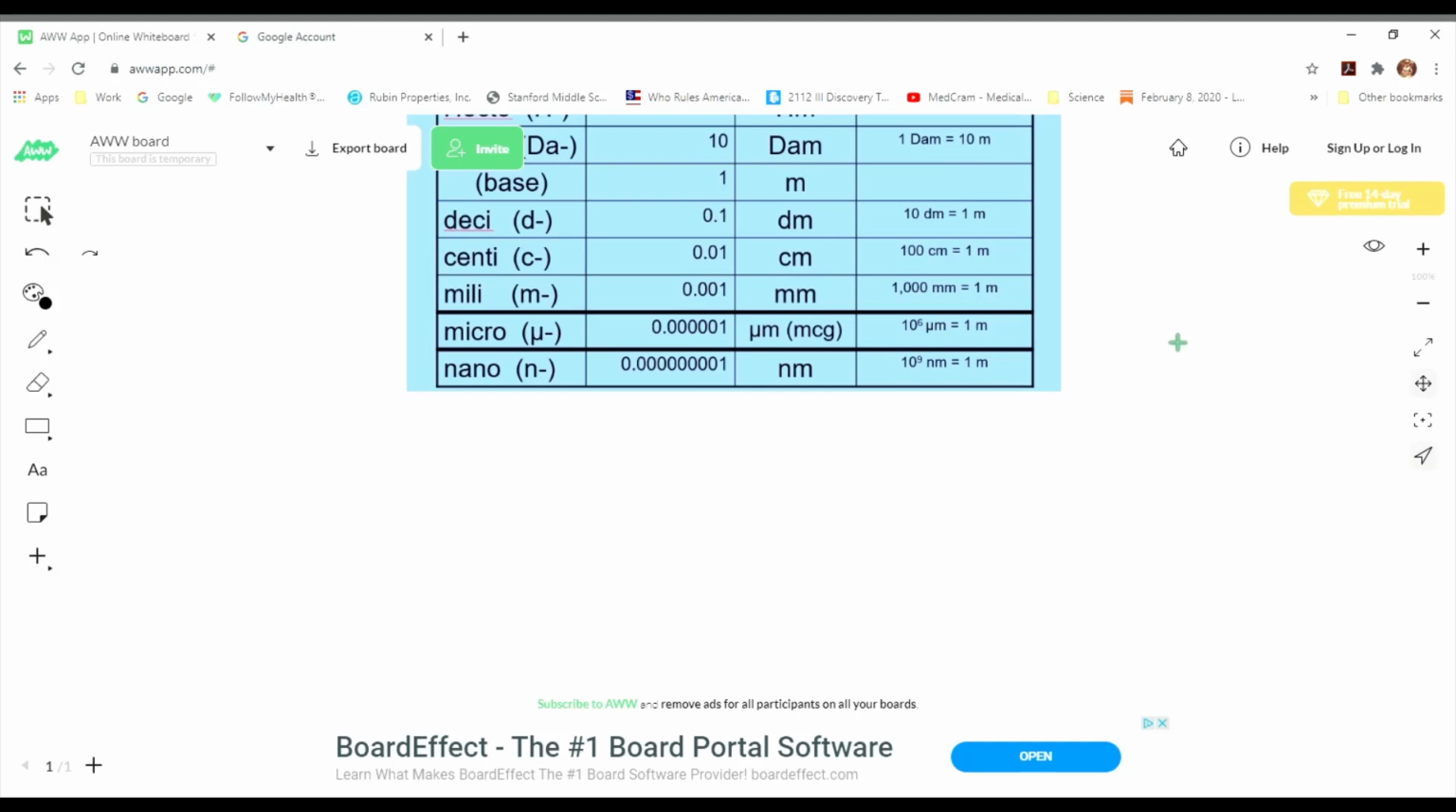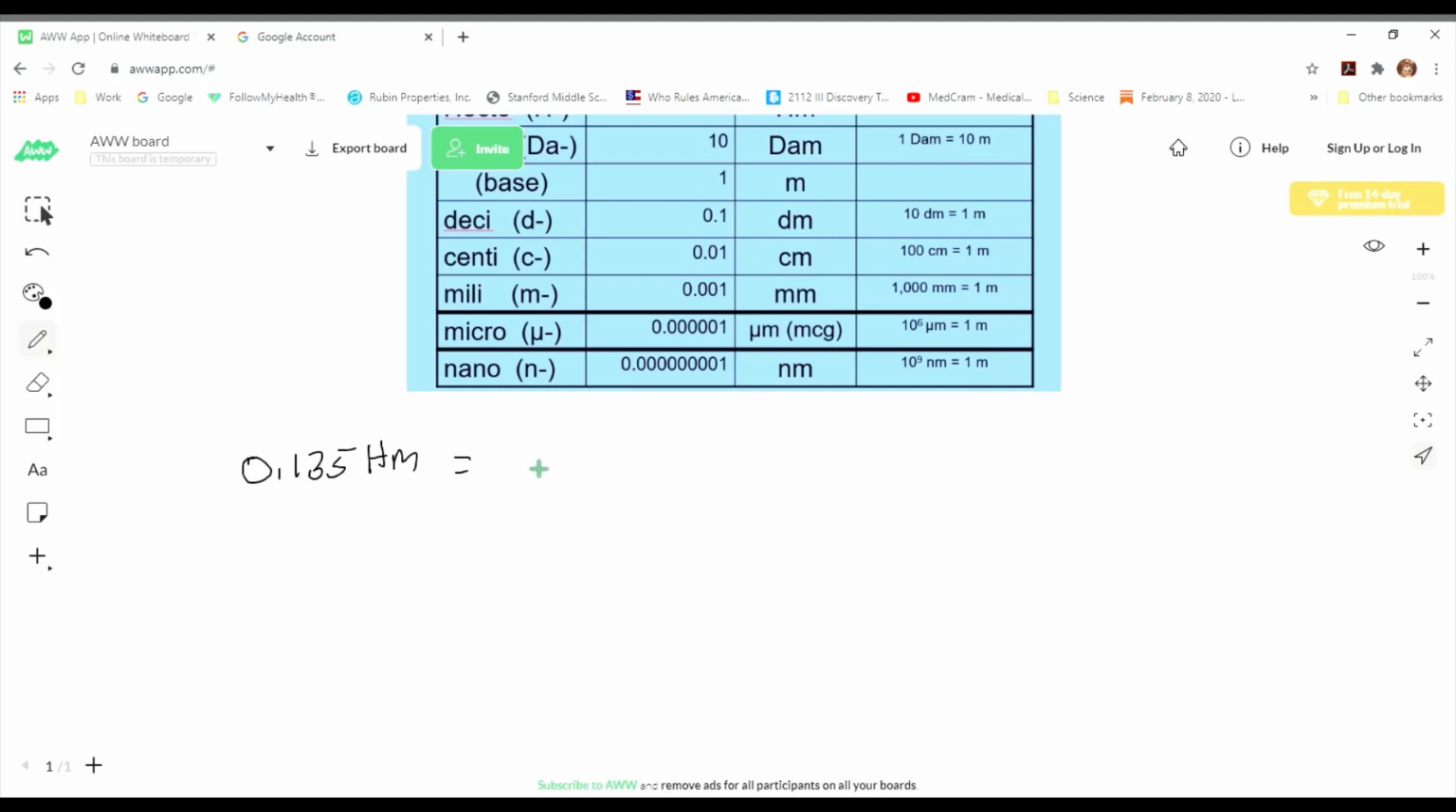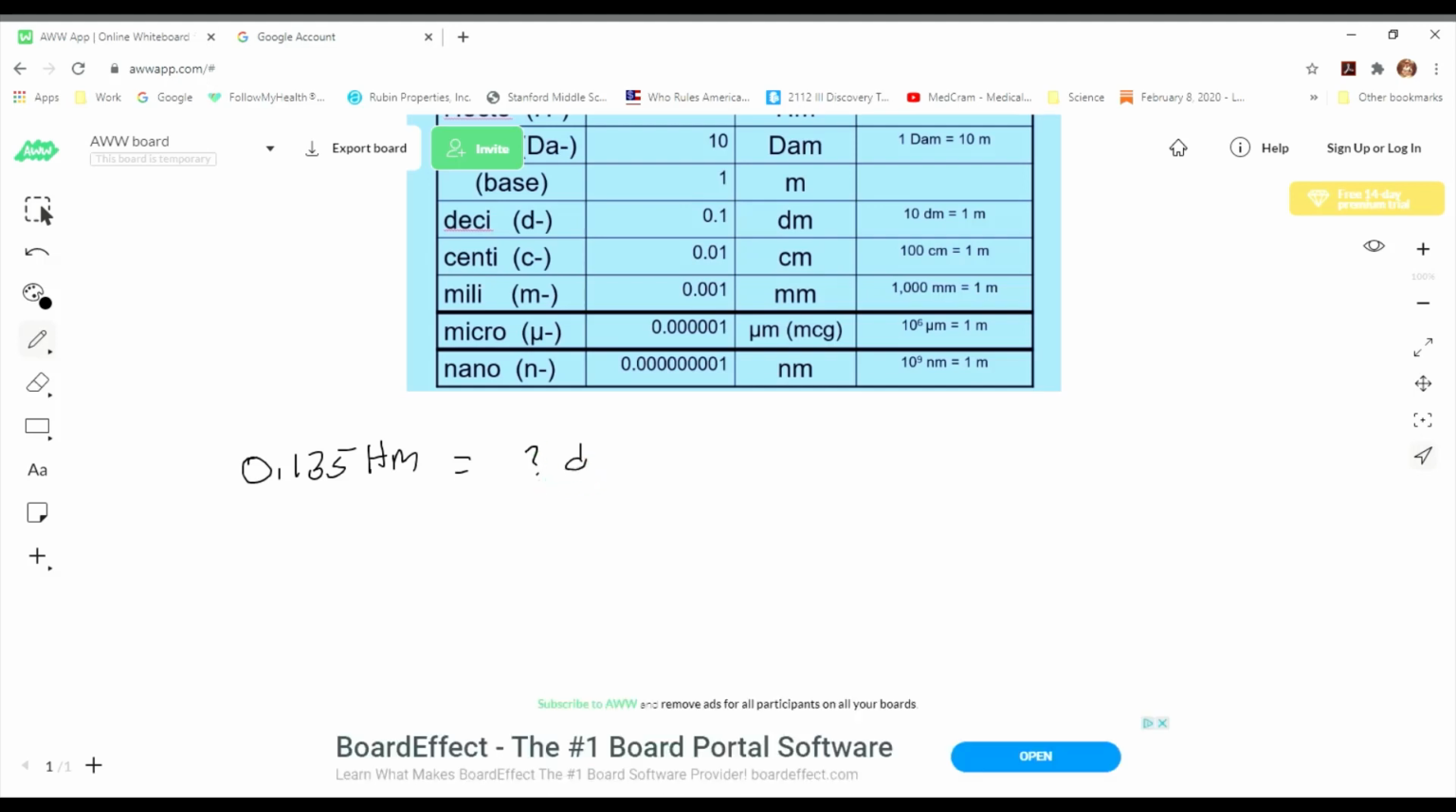Let's do a sample problem. So let's say that you want to convert one metric unit into another. Let's say that you were given 0.135 hectometers. We'll use hectometers to begin with. And you want to turn them into decimeters. So the question is, how many decimeters are we going to get out of that?